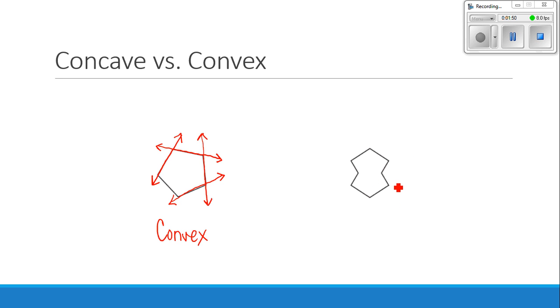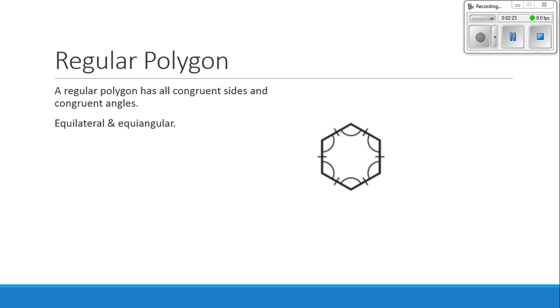This, on the other hand, on the other side of this page, if we extend these lines in, do you see how their outsides are extending into the figure? That would be called a concave figure. Now, mostly in this chapter on polygons, we are going to focus on convex polygons. Okay. So knowing those two vocabulary words, we will now move on to what a regular polygon is.